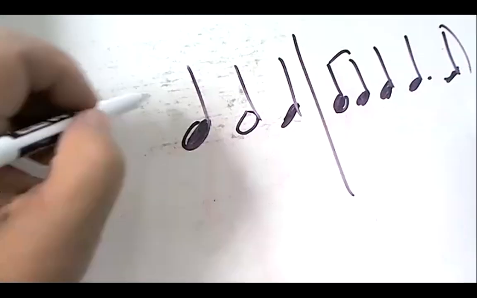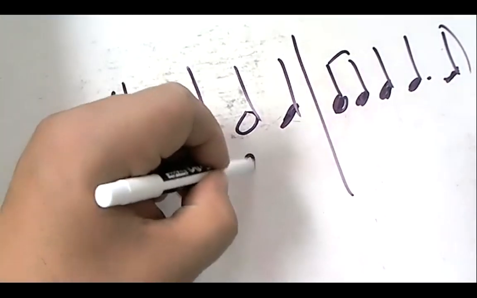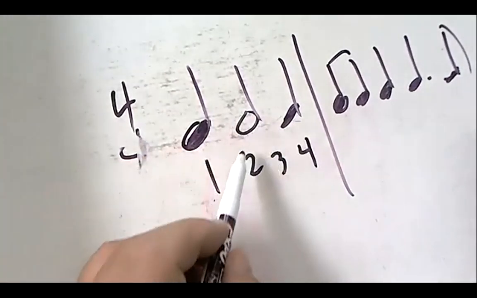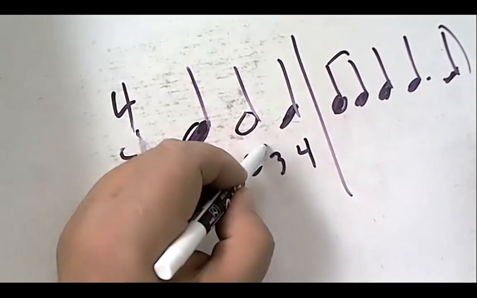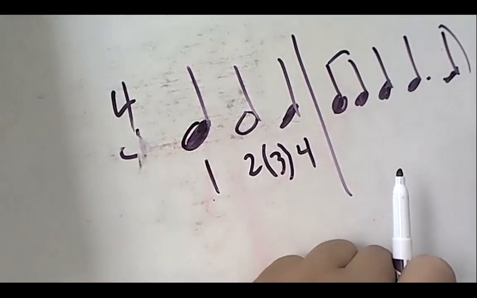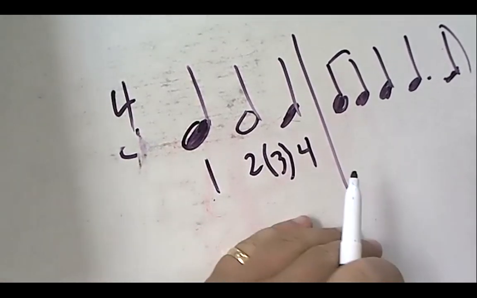So in this case, we're in 4/4 time. So 1, 2, 3, 4, because this is 1, this is 2 beats, 2, 3, and 4. And then if a beat is not articulated because it's in the middle of a note or a rest, you put parentheses around it. It's testing you on that.